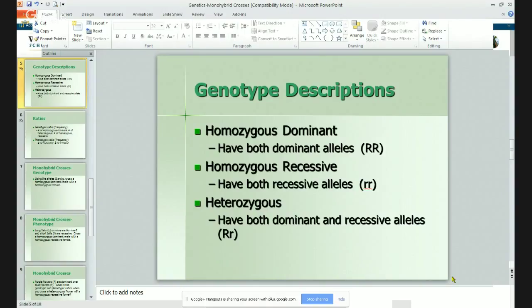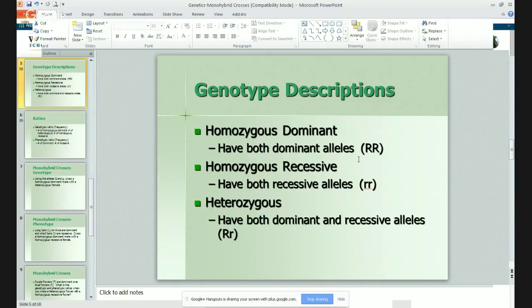So with your genotype, you can be a homozygous dominant. These words should look familiar too, because we went over these with your Mendel inheritance also. You're a homozygous dominant. Homozygous means the same. Dominant means you have the dominant allele. So you have both the same dominant alleles. So in this case, it's two capital R's.